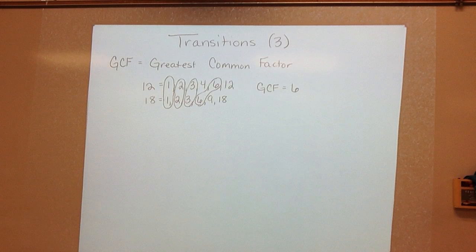I'm going to come back to greatest common factor here in a few minutes, and I'm going to show you another way that you can find the greatest common factor. But this right here is probably the easiest way to make sure that you understand greatest common factor.